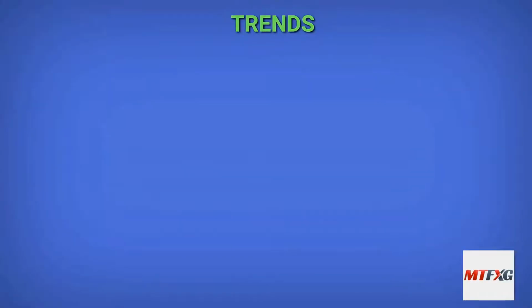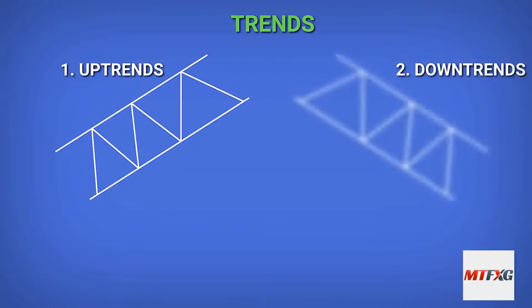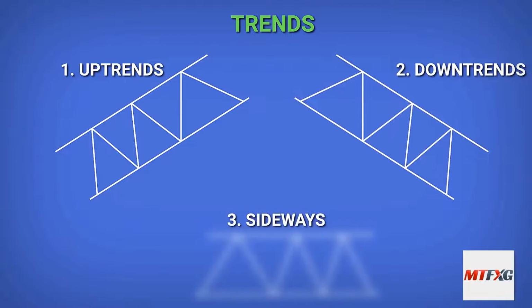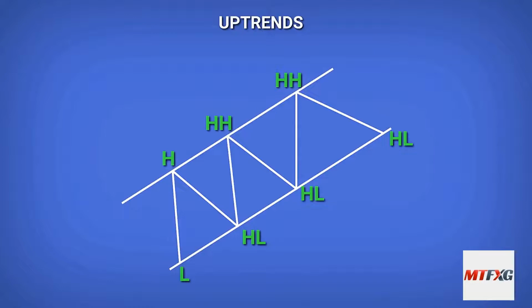The second technical analysis technique is trends. The trend is the general direction a stock's price is moving. There are 3 kinds of trends. Number 1, uptrends. Number 2, downtrends. Number 3, sideways. An uptrend occurs when the price is creating a series of higher highs and higher lows.